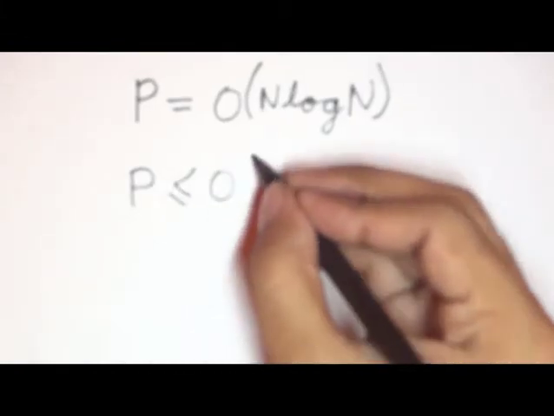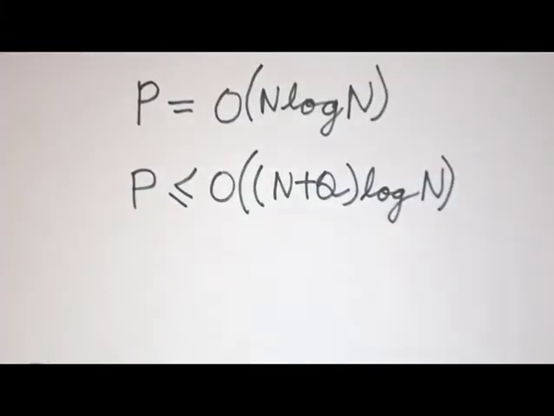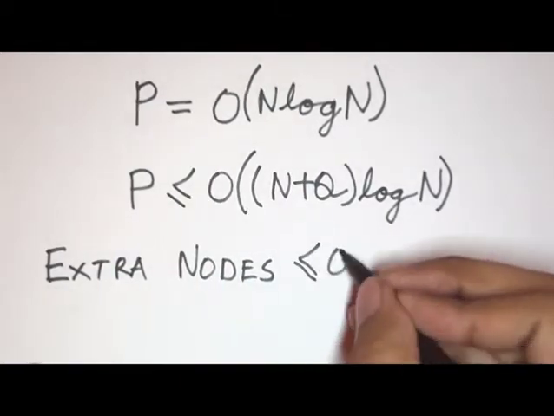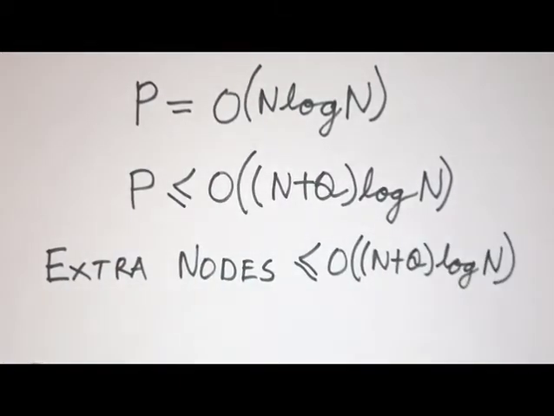Overall, the maximum it can increase to is order of n plus q log n, and for every extra node we visited, it decreased by at least 1. So this suggests that the overall number of extra nodes we visited must be less than order of n plus q log n, or else the potential variable will become negative.